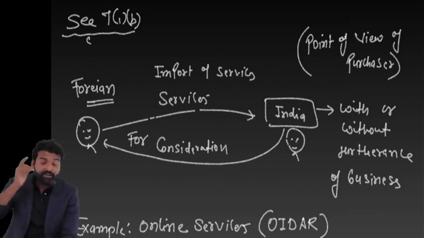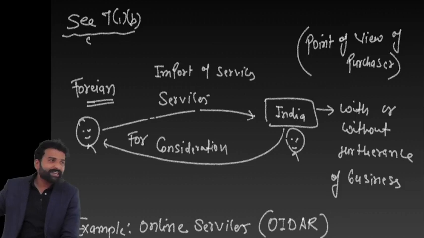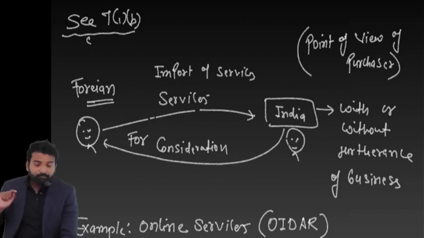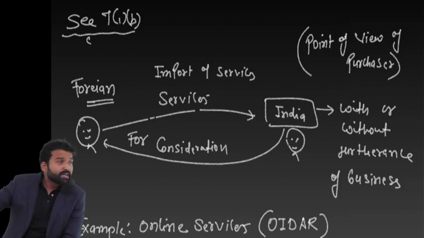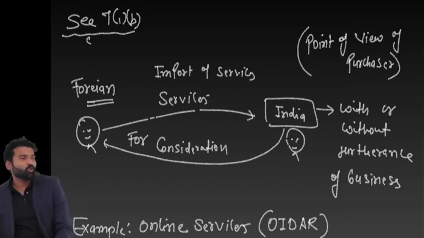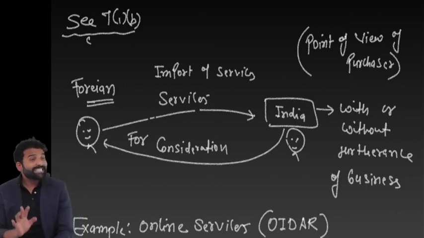71A says if I am selling something, transferring something, or leasing something, it should be for my business. But 71B says if I am importing something, whether for business use or personal use, I have to pay GST. GST will be leviable.